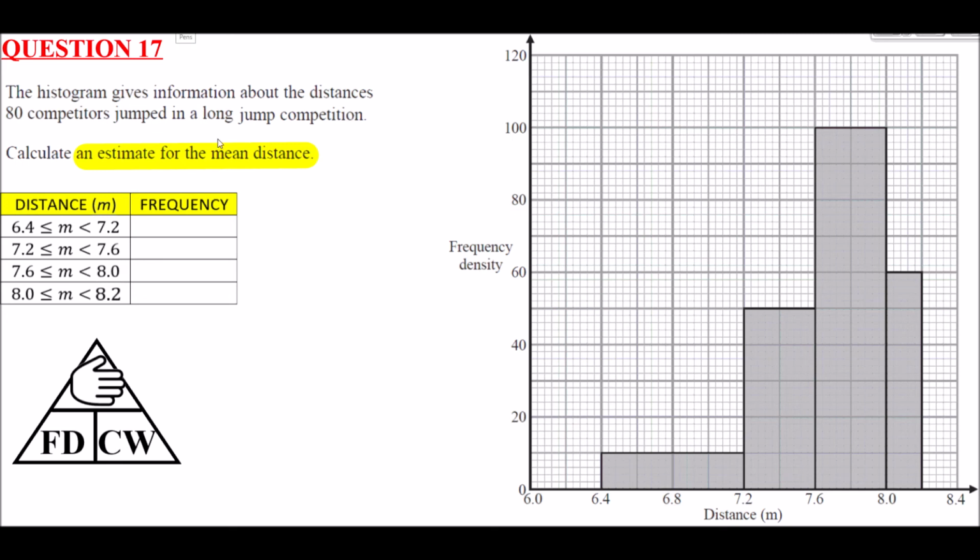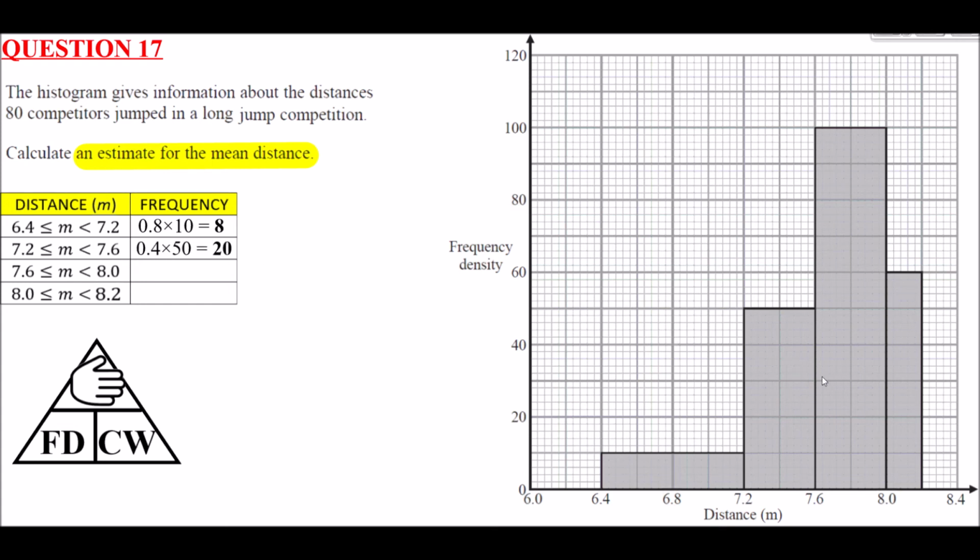So for the first bar, we can see here that this has a frequency density of 10. So the frequency for this one will be the frequency density, 10, times the class width. From 6.4 to 7.2 is a difference of 0.8. So this one we're going to do 10 multiplied by 0.8, or 0.8 times 10, which gives us 8. The next one goes from 7.2 to 7.6, so this one has a width of 0.4. This frequency density is up at 50, so this one's going to be 0.4 times 50, which gives 20.